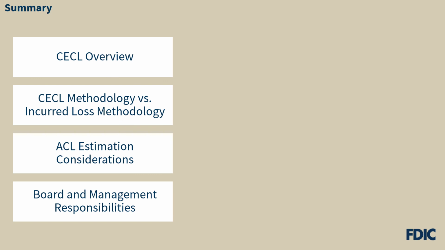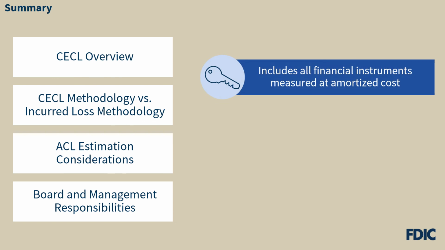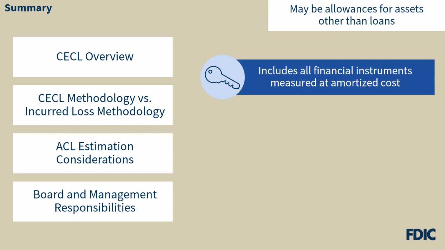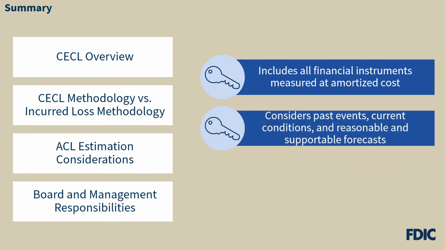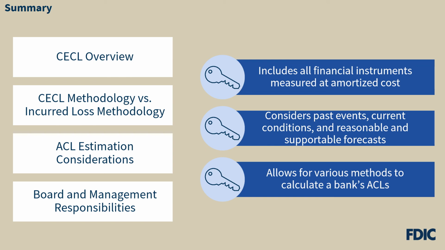To emphasize a few key points that we discussed, CECL includes all financial instruments measured at amortized cost. This means that when a bank adopts CECL, there may be allowances established for other assets in addition to loans. Furthermore, under CECL, banks need to consider not only past events and current conditions, but also reasonable and supportable forecasts. Finally, there are numerous methods that can be used to calculate a bank's ACLs, and management determines which method or methods are appropriate for the bank.